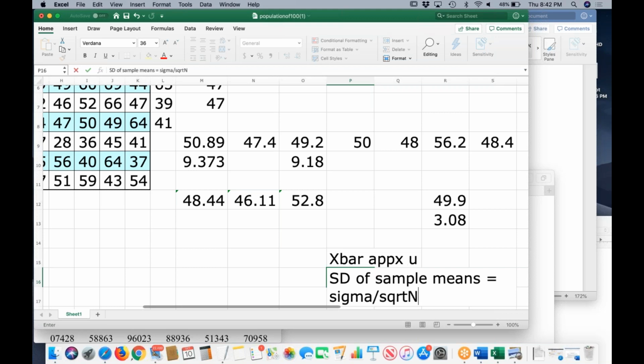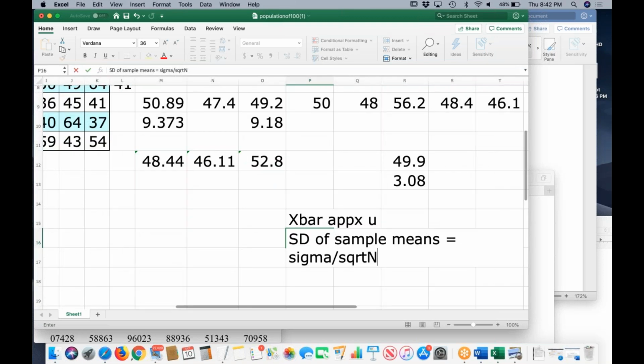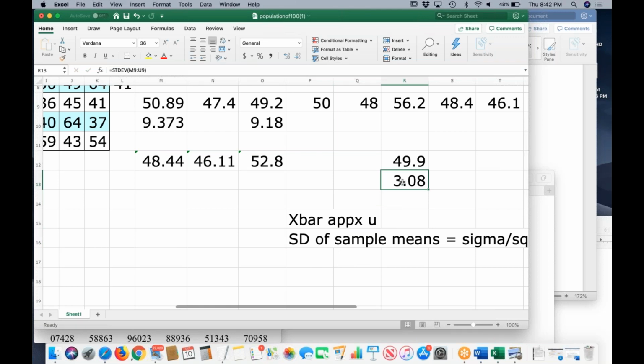Right? It's really the square root of that. What's going on is not really the square root of that actual number, but the square root of the sample size. So sigma was 9, sample size was 9, the square root of 9 is 3, so 9 divided by 3, and this actually predicted it pretty well, right?